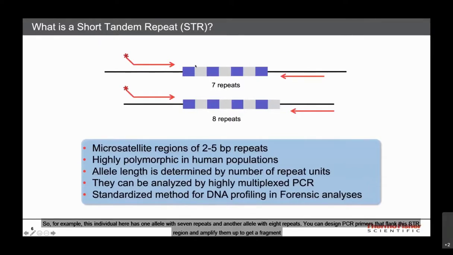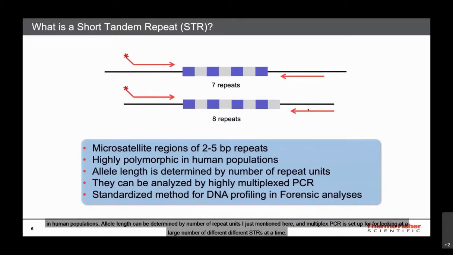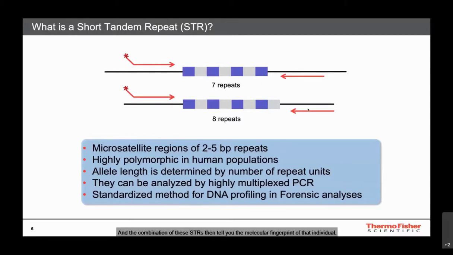So, for example, this individual here has one allele where there are 7 repeats, and another allele where there are 8 repeats. You can design PCR primers that flank this STR region and amplify them to get a fragment that is going to be a specific size for 7 repeats and a slightly longer size for 8 repeats. Again, these STRs are highly polymorphic in the human population. The allele length can be determined by the number of repeated units, and multiplex PCR is set up for looking at a large number of these different STRs at a time. The combination of these STRs then tells you the molecular fingerprint of that individual.